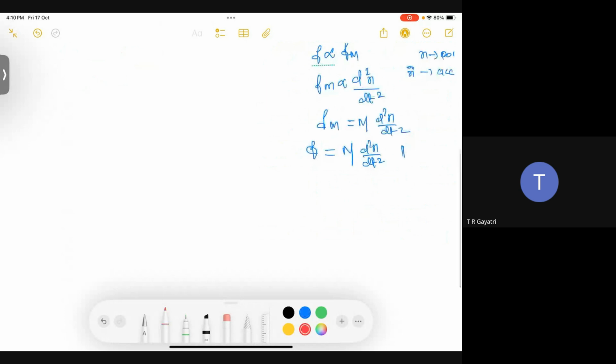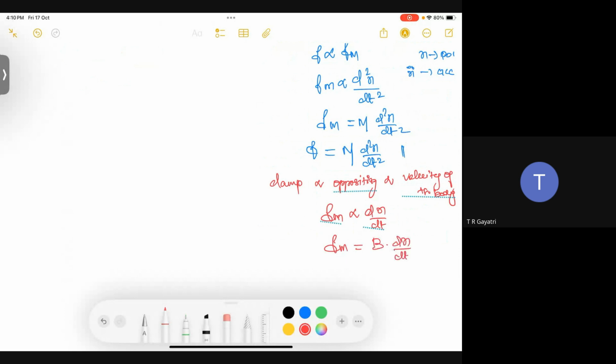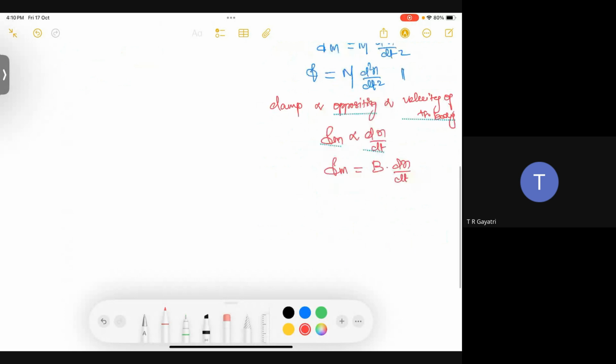When it comes to damping, it will create an opposing force that is proportional to the velocity of the body. So it can be written as Fm proportional to dx by dt. Taking the proportionality constant out, we get the damping B into dx by dt. So your F equals B into dx by dt. This is the final value you will get.